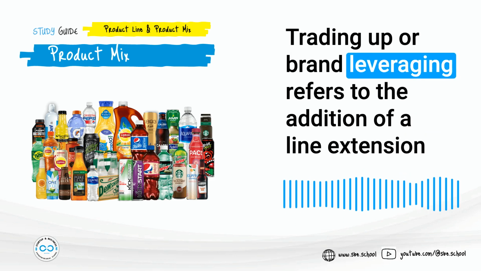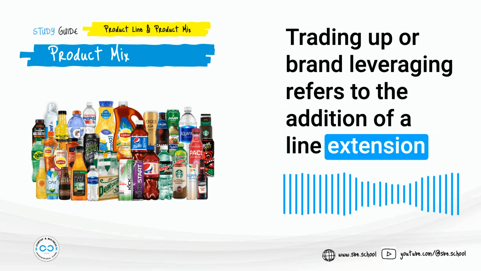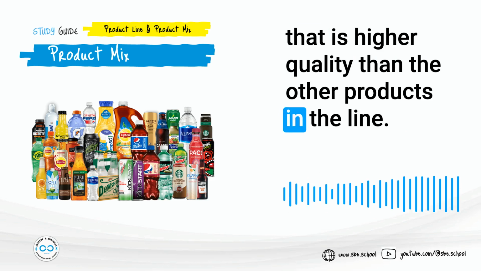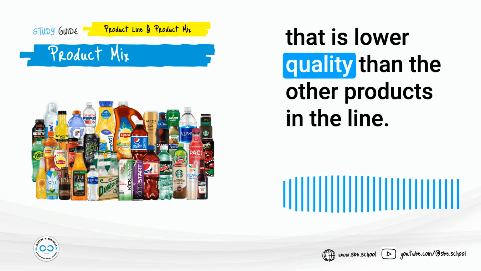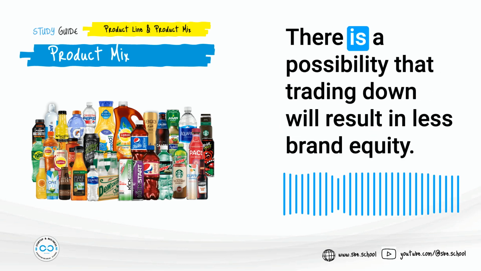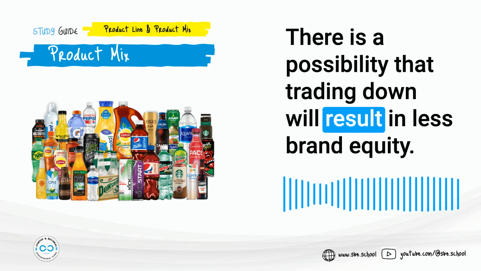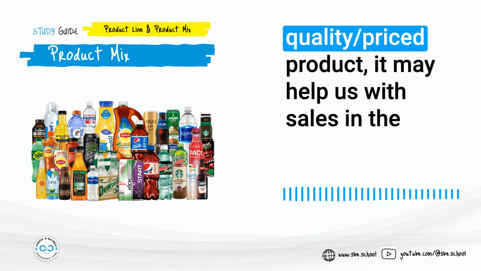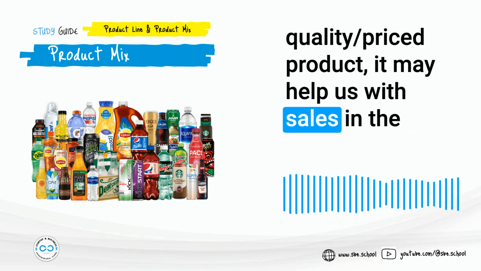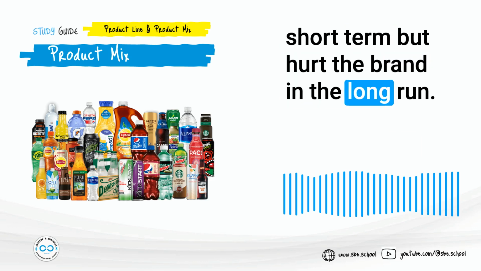Trading up or brand leveraging refers to the addition of a line extension that is higher quality than the other products in the line. Trading down is the process of adding a line extension that is lower quality than the other products in the line. There is a possibility that trading down will result in less brand equity. If we are not careful about how we use this lower quality, lower priced product, it may help us with sales in the short term but hurt the brand in the long run.